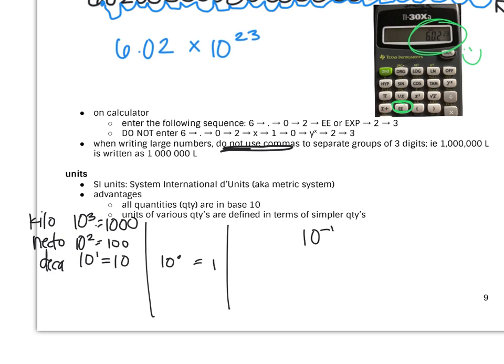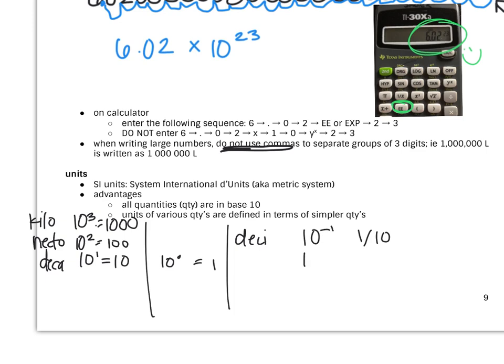And this is equal to 1/10. Okay, so our numbers are getting smaller. And this prefix is deci, like decibel or decimal. Those are examples of decreasing by the power of 10.